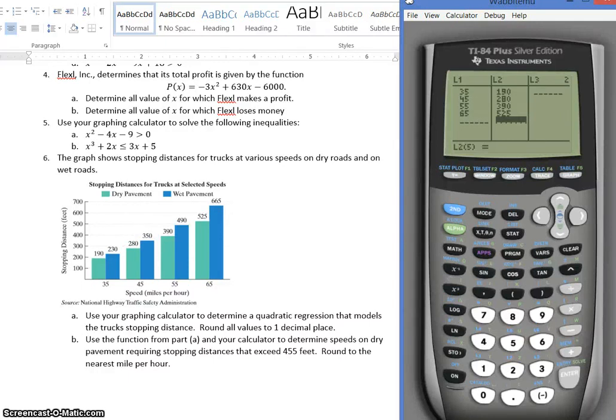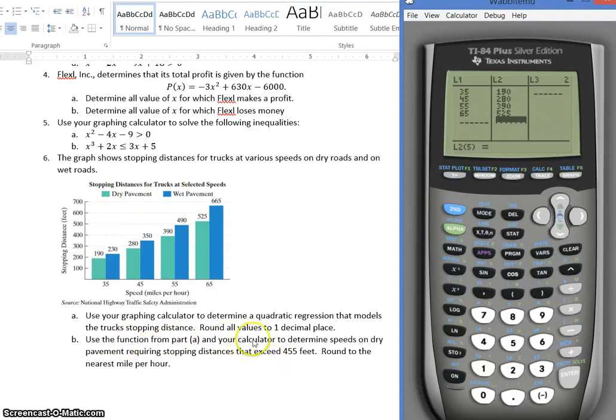Okay, here's what's going to happen with number 6. Notice they've given us two different types of data here. They've given us the stopping distance on dry pavement and the stopping distance on wet pavement. Now it says use your graphing calculator to determine a quadratic regression that models the truck's stopping distance, but it doesn't tell you which one to use. Should be using dry or wet?